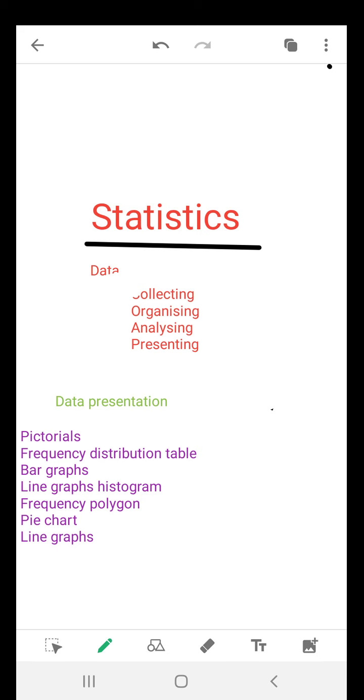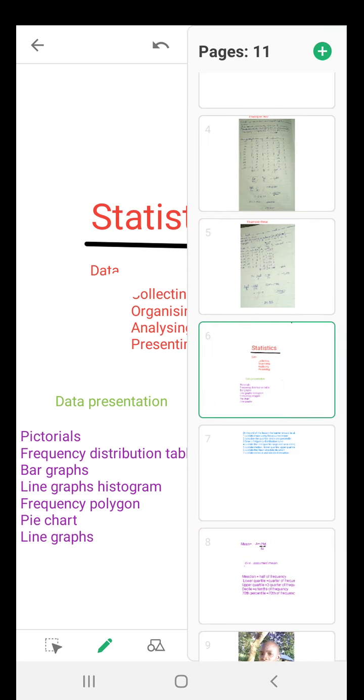Then you also looked at measures of central tendency. That is the mean, the mode, and the median. And when we are looking at this, you looked at both grouped and ungrouped data. There are two types of data, grouped and ungrouped. So we looked at how you can calculate the median of both grouped and ungrouped data, and how to calculate the mean of both grouped and ungrouped data.